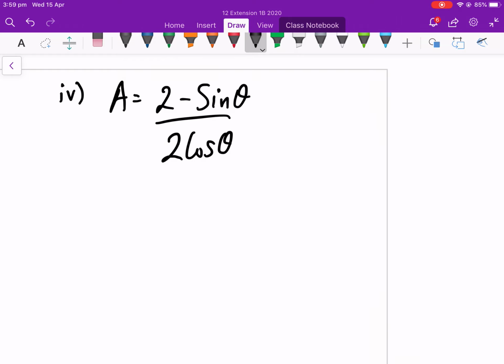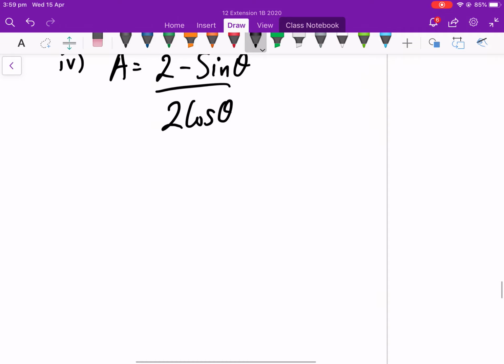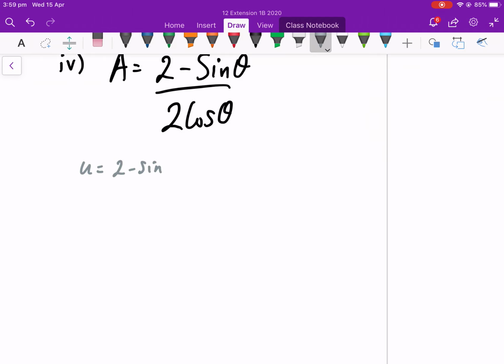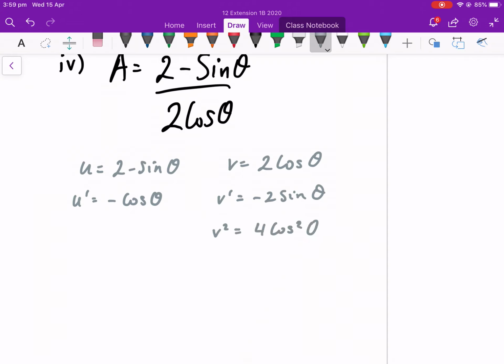So what we need to do here is differentiate, and we can see that this is a quotient. So we've got u equals 2 minus sine theta, and v equals 2 cos theta. So we need to go ahead and differentiate these. U dash: minus sine differentiates to minus cos, and the 2 is a constant, so it ends up being 0. V dash: 2 cos theta differentiates to minus 2 sine theta, because cos differentiates to minus sine. And v squared will be 4 cos squared theta.